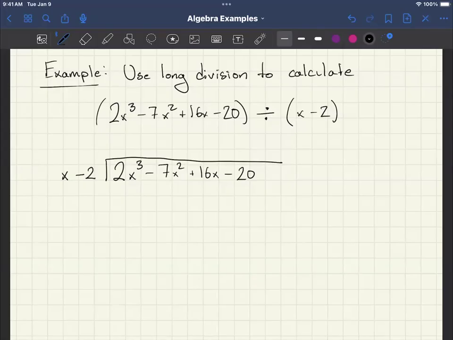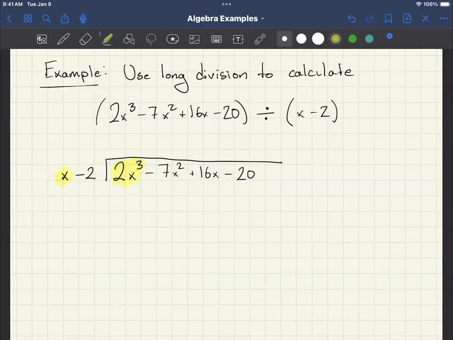Our dividend, which is this big long thing, it's always that first thing, is going to go under our divisor. The divisor itself, x minus 2, is going to go on the outside of our little half box here. And we're going to act in a similar fashion as we do when we do long division of numbers.